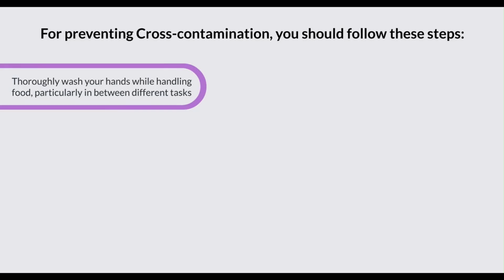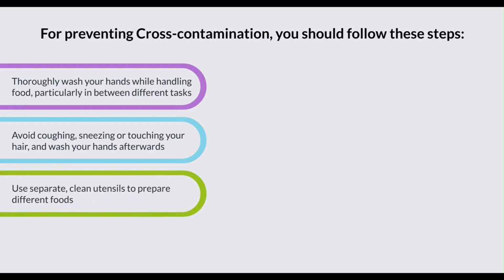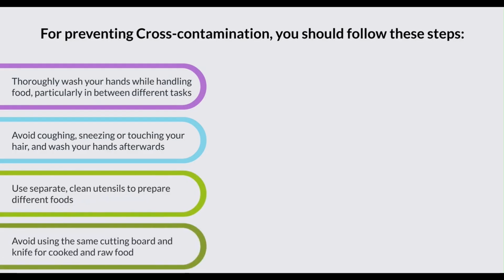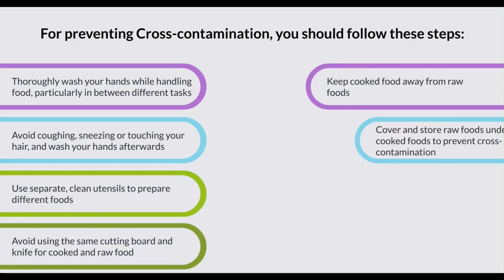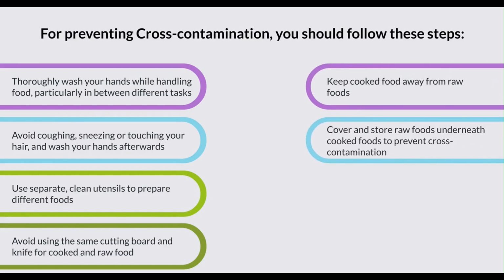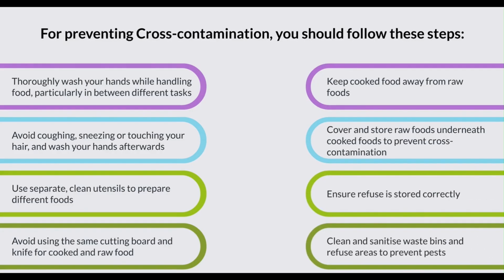Thoroughly wash your hands while handling food, particularly in between different tasks. Avoid coughing, sneezing or touching your hair, and wash your hands afterwards. Use separate, clean utensils to prepare different foods. Avoid using the same cutting board and knife for cooked and raw food. Keep cooked food away from raw foods. Cover and store raw foods underneath cooked foods to prevent cross-contamination. Ensure refuse is stored correctly. Clean and sanitize waste bins and refuse areas to prevent pests.